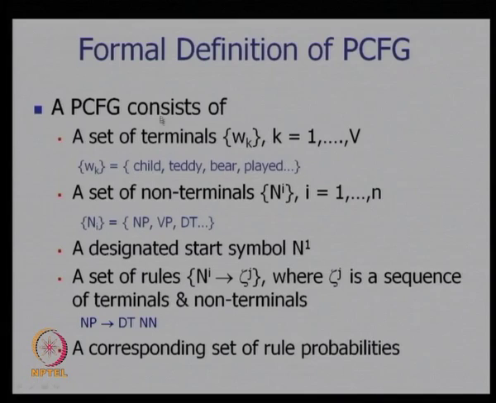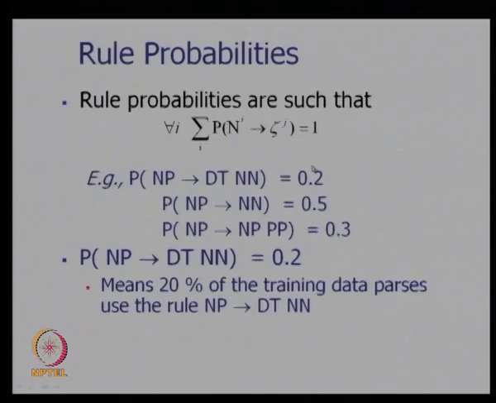So, a PCFG consists of terminals, non-terminals, a start symbol, rules, and probabilities. A PCFG is nothing but a CFG augmented with probabilities on the rules. Now, the rule probabilities are such that the sum over i of P(N^i → ζ^j) is equal to 1.